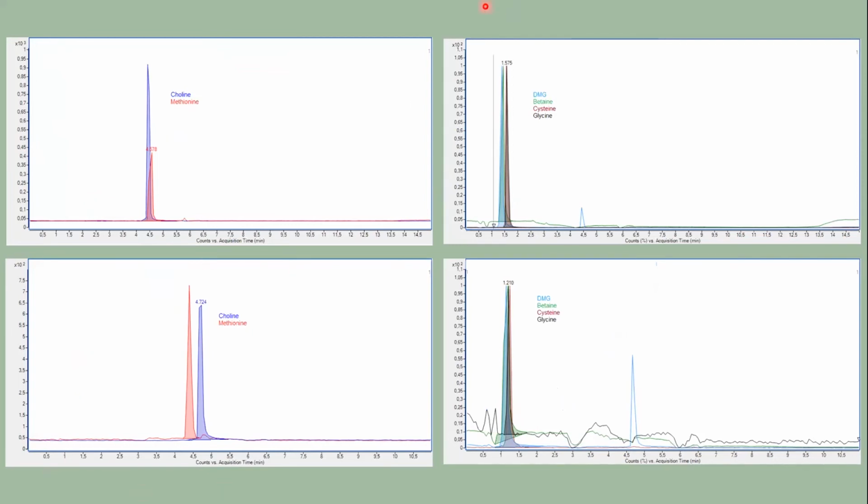But I also found that glycine, cysteine, betaine, and dimethylglycine co-eluted.